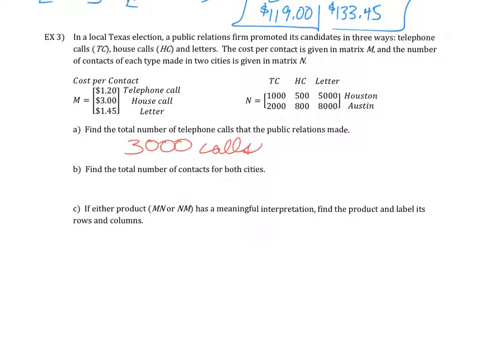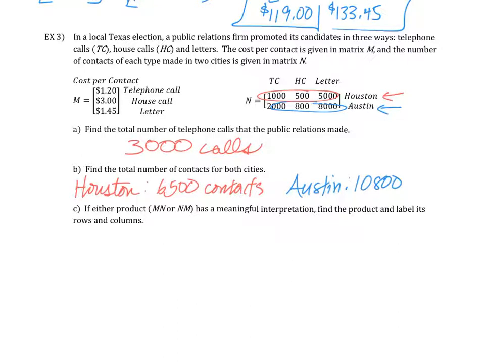Find the total number of contacts for both cities. Well, I just mentioned that this row represents Houston and the bottom row represents Austin. So the number of contacts would just be the number of telephone calls, house calls, and letters that were put out for both cities. So if we just add these rows across, then we have the total number of communications. For Houston, that would be 6,500 contacts, and for Austin, that would be 10,800 contacts.